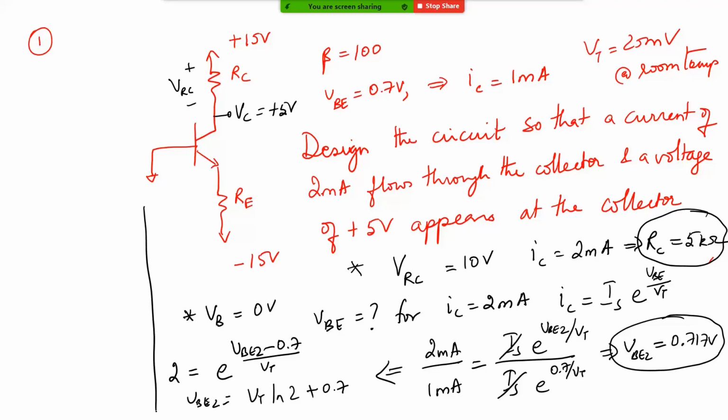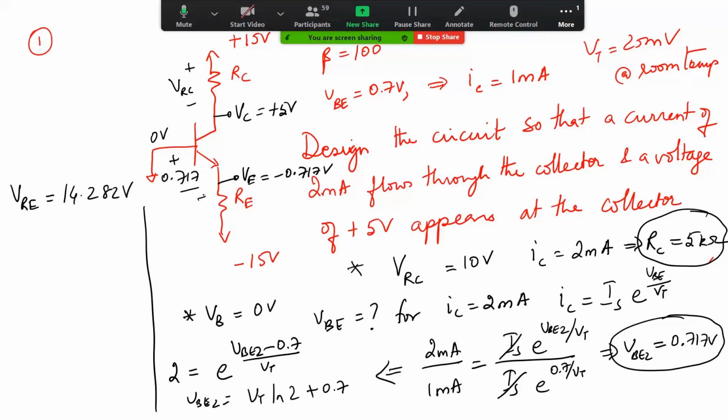So now that you know VBE2, what can you do? You can find out what is VE. What is the emitter voltage? So minus 0.718. Exactly, because this is at 0 volt. This is basically 0.717, which we have found out. So this is minus 0.718. Now what is the drop across the RE resistor? 15 minus 14.28. What is it? 14.282. Correct.